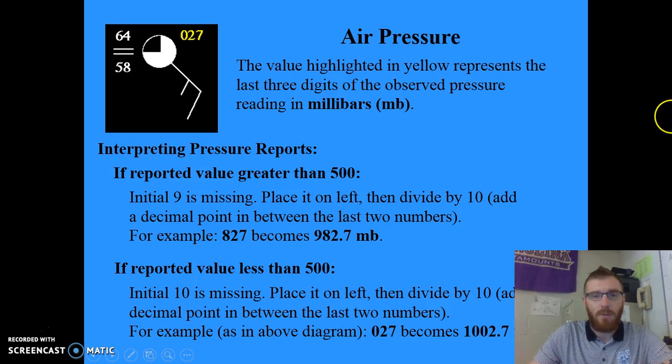And it's quite simple to do. If the reported value is greater than 500, then all you have to do is put a 9 in front of it, and then move your decimal place to the left 1. So for example, if you have the number 827, and you put a 9 in front of it, move your decimal place 1 to the left, it now becomes 982.7 millibars. If the reported value is less than 500, then you do the same thing, but instead of a 9, you put a 10. So if you have the number 027, like you do in this instance, it would become 1002.7.